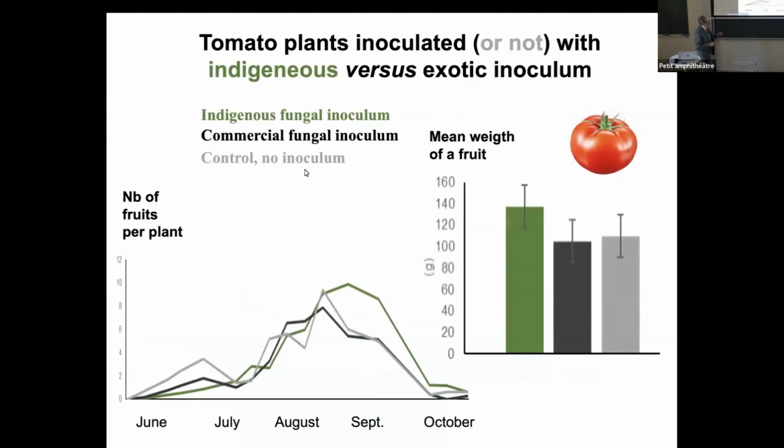Here is another experiment they did. You have controlled soil, so naturally mycorrhizal, commercial inoculum, and indigenous fungal inoculum enhanced by means of preculture and given back to the soil. You can see that there is no difference between commercial and control, while with the more specific inocula, they get a longer time of fruit production with bigger fruits.